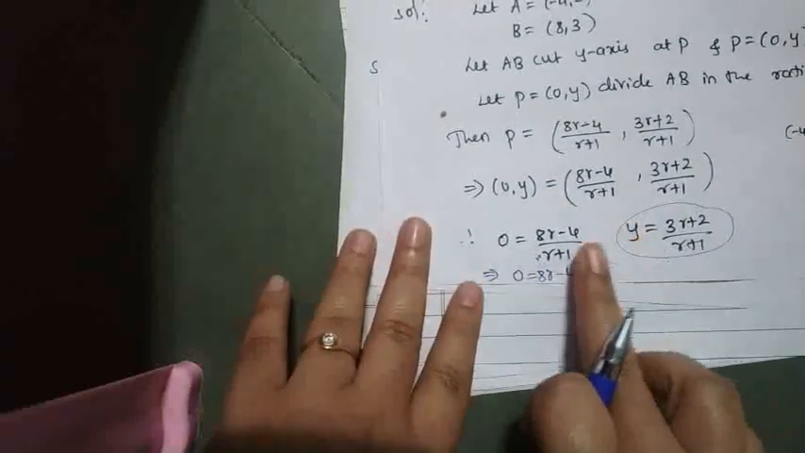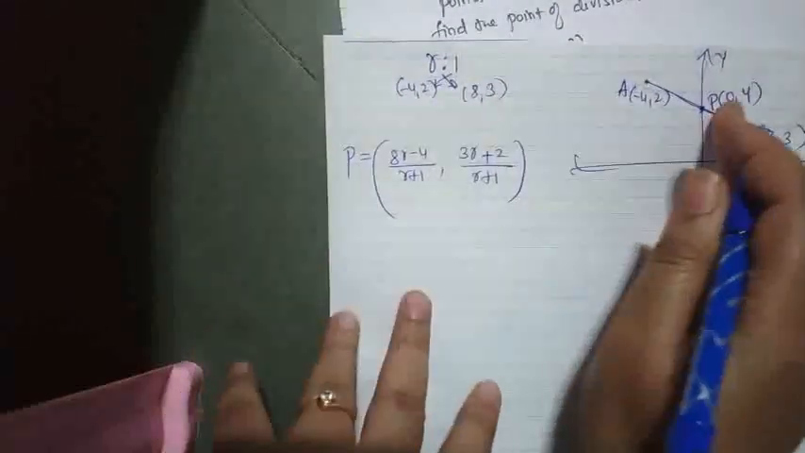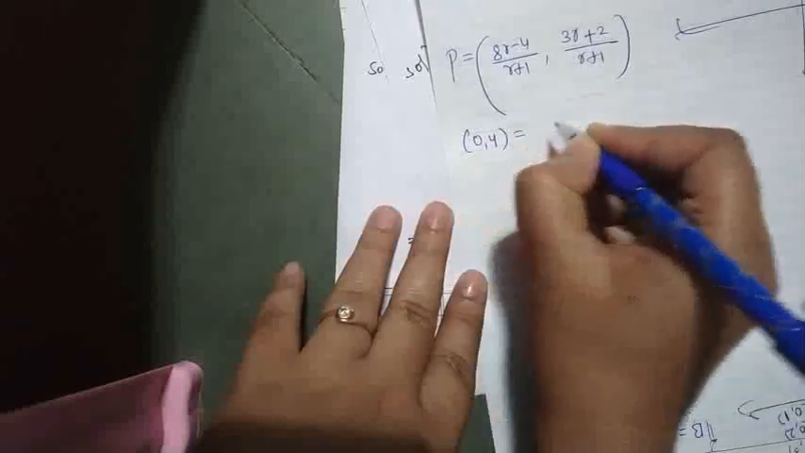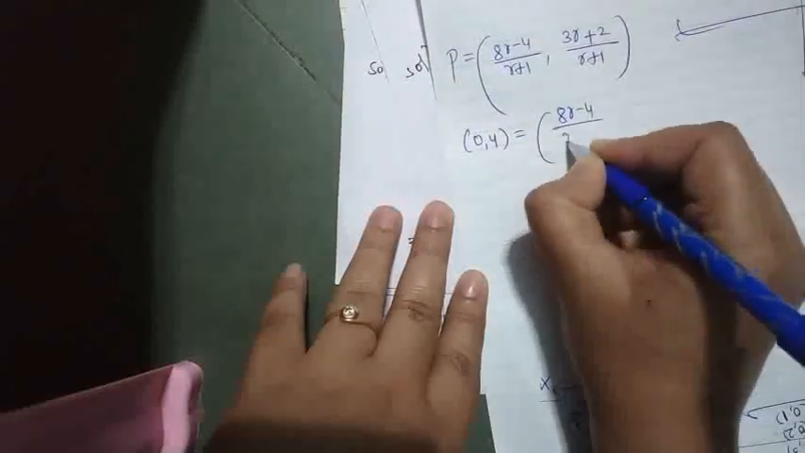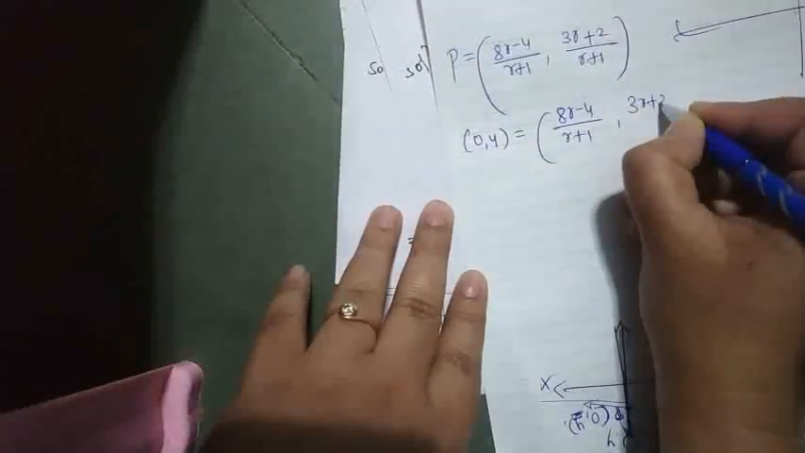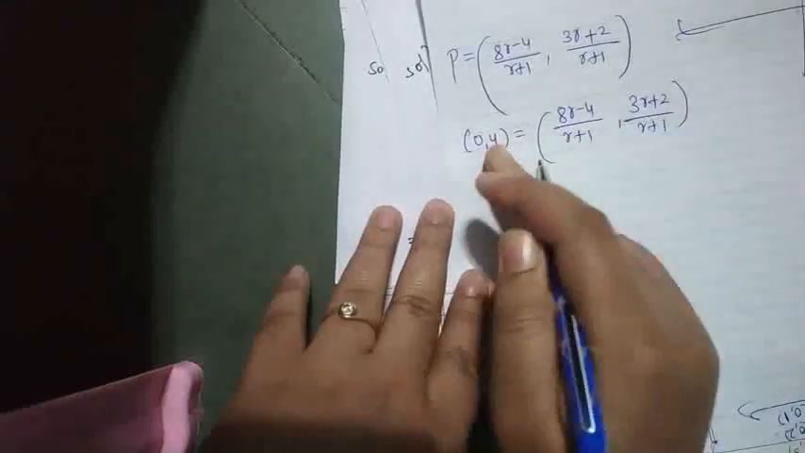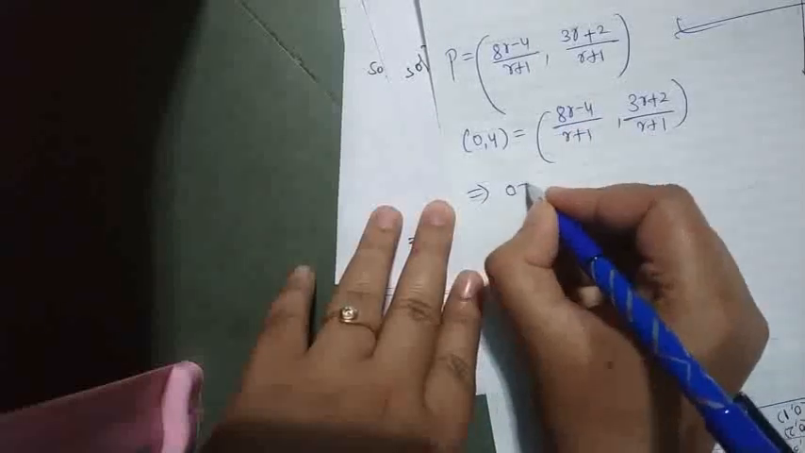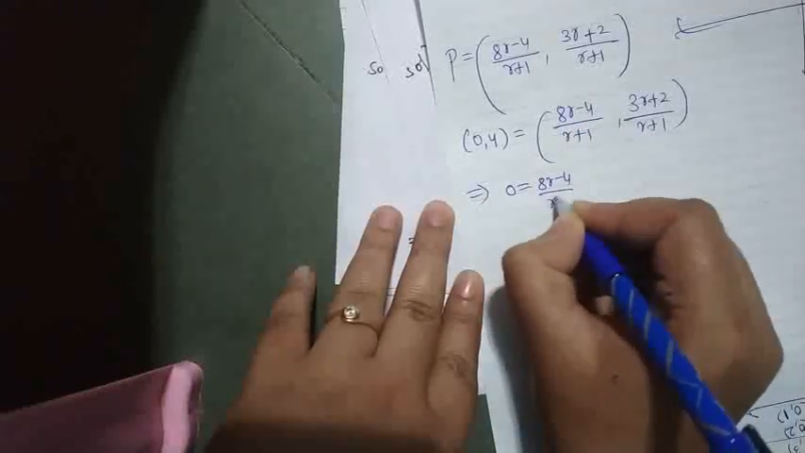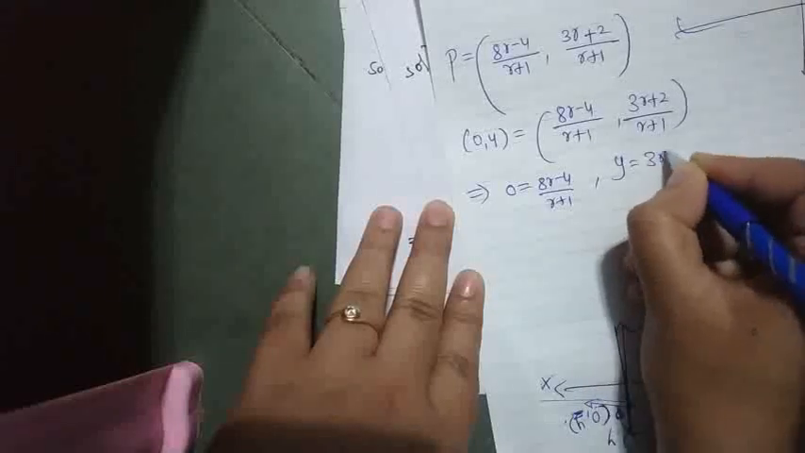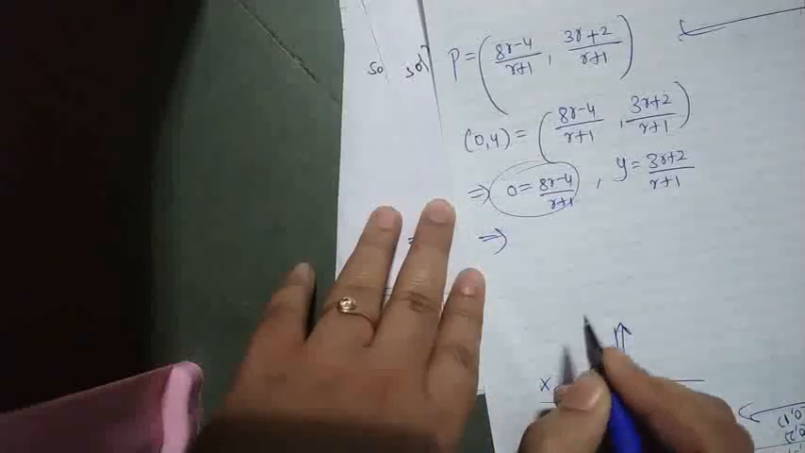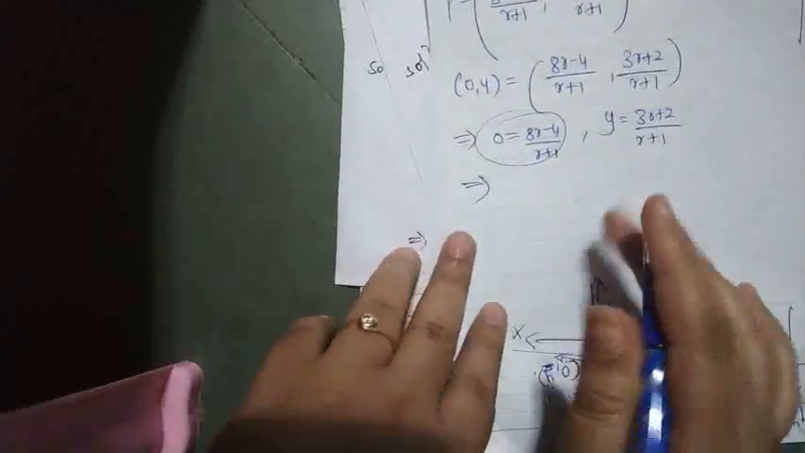So what is the coordinate of P? The coordinate of point P is also (0, y). So that is (0, y), which is equal to (8r minus 4) divided by (r plus 1), and (3r plus 2) divided by (r plus 1). These two coordinates are equal, therefore equating these two terms, that is x coordinate is equal to x coordinate and y coordinate is equal to y coordinate. Which simplification is easier? The first term. So we'll solve this first term.